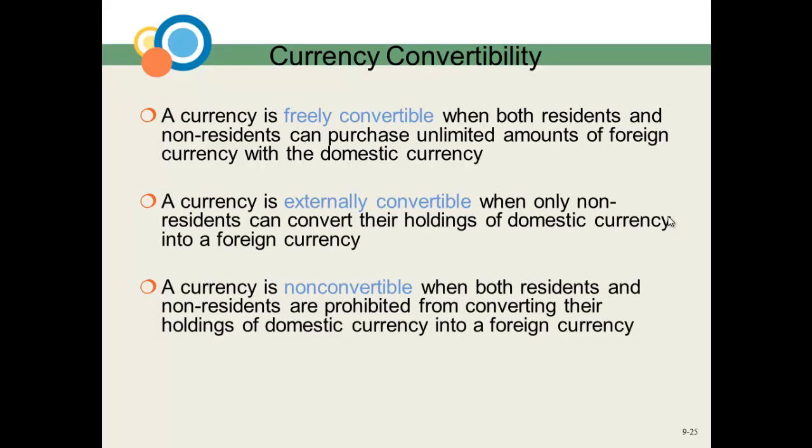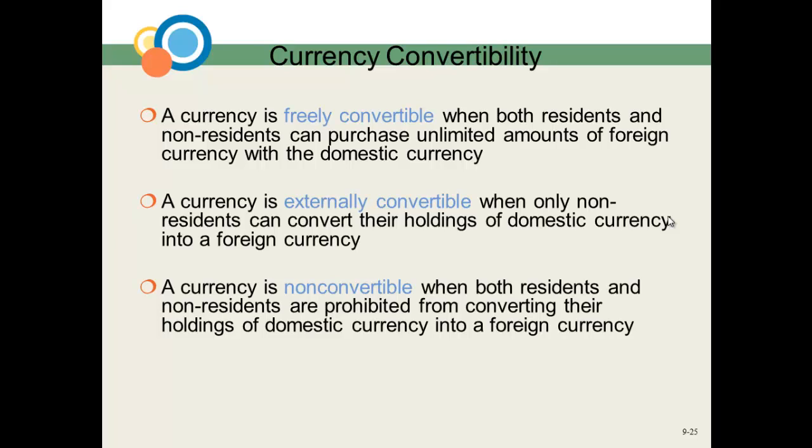So all the forecasting techniques available that can help you predict the future spot prices of currency will not help you if there's a convertibility issue. A currency that is freely convertible is one in which the residents of the country and the non-residents of the country can purchase unlimited amounts of the currency with their own money. A currency that is externally convertible means only non-residents can convert their holdings. And of course, a currency that is non-convertible means both the residents and non-residents are prohibited from converting their holdings.